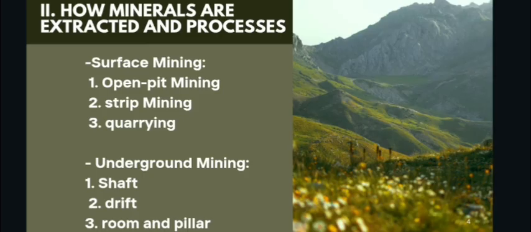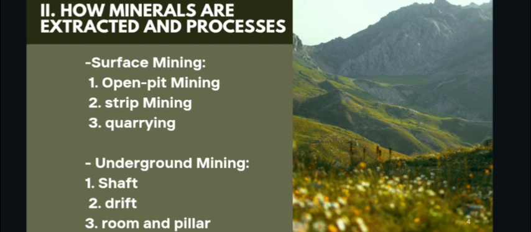Let's talk about how minerals are extracted. And these are the mining methods. The first one is the surface mining. This method is used for shallow deposits where the overburden, rock and soil covering the mineral deposit, is removed to access the ore. The common types include open pit mining. A large open excavation is created to extract the ore.